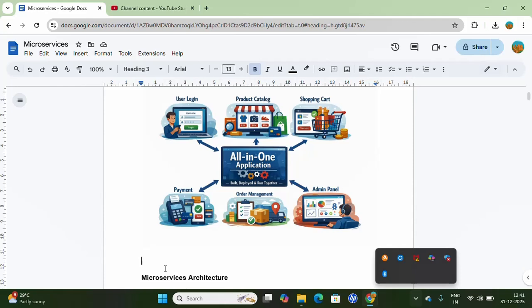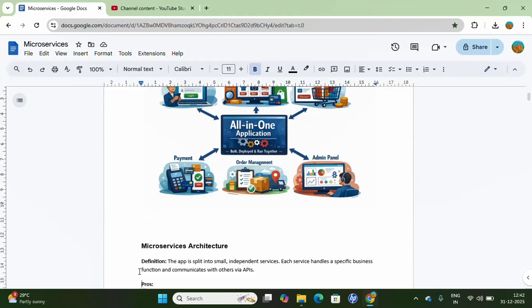Now, if we want to develop the same application as microservice based, what are the patterns we are going to follow? That we are going to understand. First, what is the microservice architecture? We have the application, and the application is split into small independent services. Each service handles a specific business function and communicates with others via APIs. What it means exactly, we are going to discuss now.